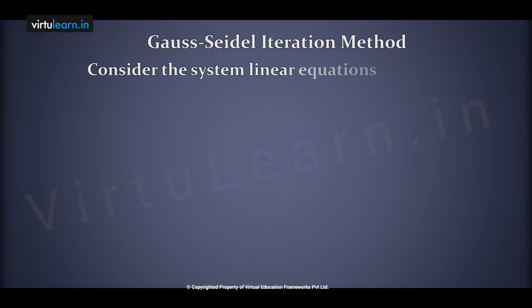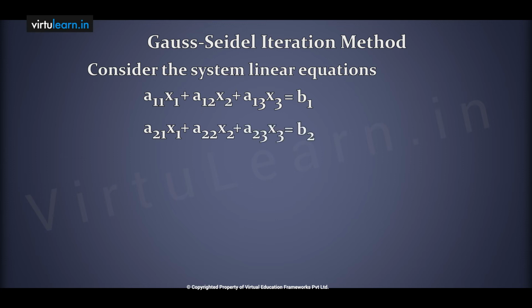Now, Gauss Seidel iteration method. How to solve the system of linear equations by Gauss Seidel iteration method? Consider the system of linear equations a11x1 plus a12x2 plus a13x3 equal to b1, a21x1 plus a22x2 plus a23x3 equal to b2, a31x1 plus a32x2 plus a33x3 equal to b3. Like this, they have given three linear equations in three unknown variables x1, x2, x3. Now, our aim is to calculate x1, x2, x3 here.